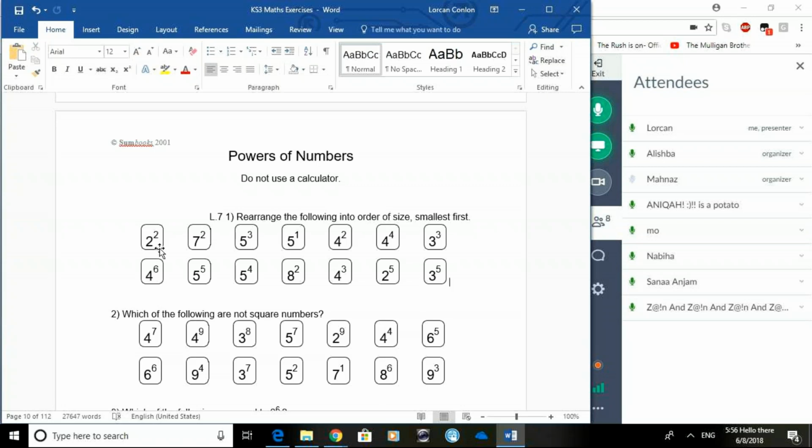Yep, Zane? Over here on the thing, it says rearrange the following into order of size. Do we have to rearrange it in the order of size? We'll talk to that in a wee second, but for now, let's just get them all. If you have them all worked out, then you can start to put them into order of size if you want. Absolutely.